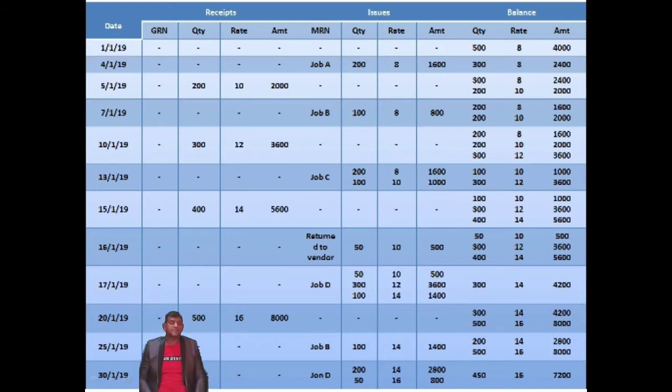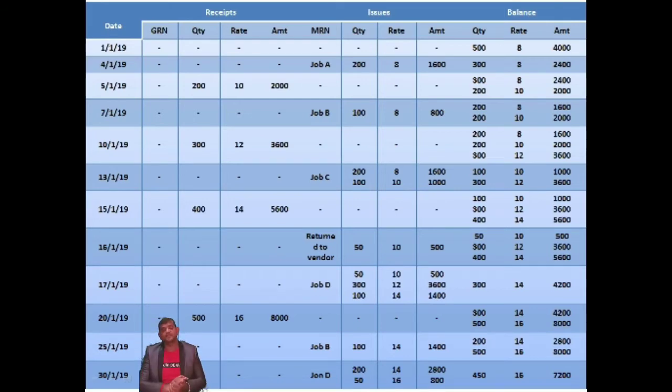So what is the quantity we have received? 300 units. What is the price per unit? 12 rupees per unit. Okay, so now enter the same details. GRN dash under the receipts column. Quantity, what is the quantity we have received? 300 units at rupees 12 each, 3600 rupees. So under issues, MRN nil, quantity nil, rate nil, and amount also nil.